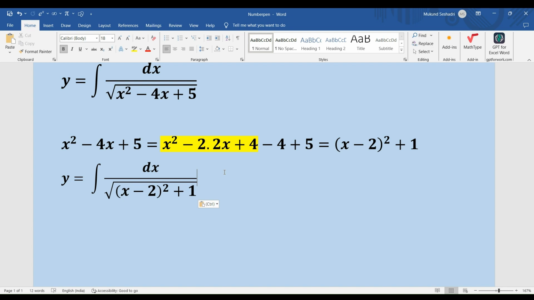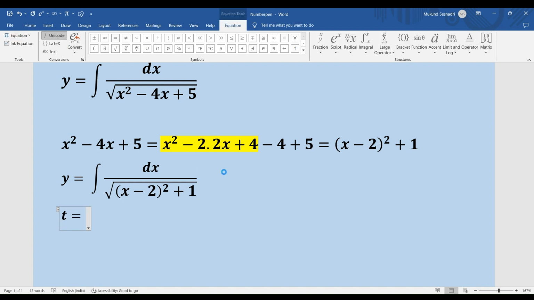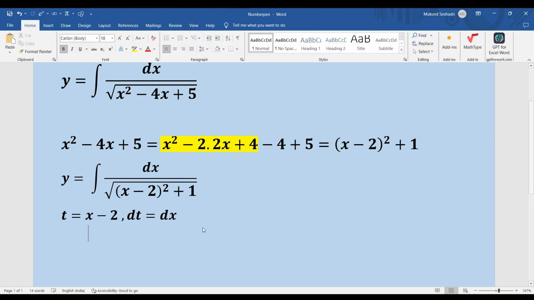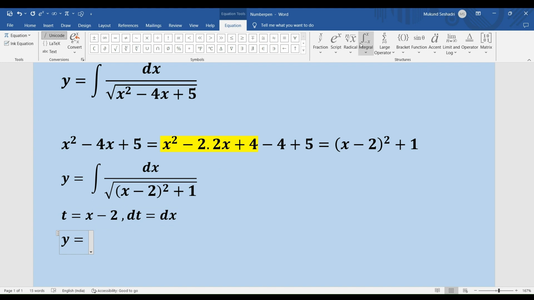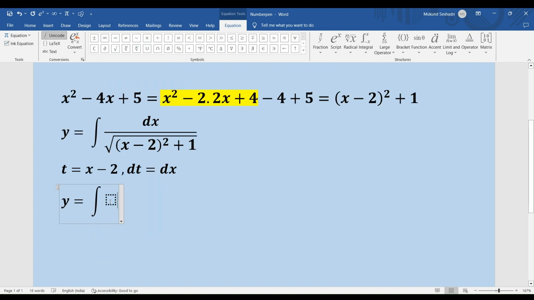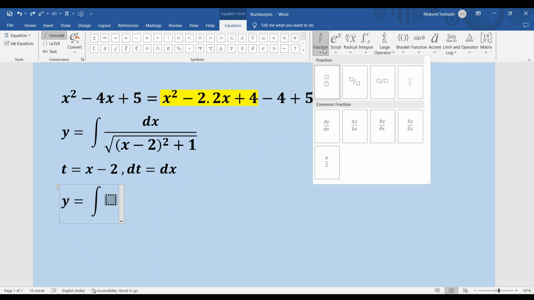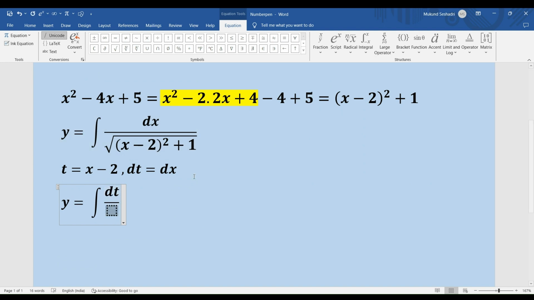Therefore, when we make the substitution t equals x minus 2, we will be able to arrive at integral of dt by square root of t square plus a square, where my a is equal to 1, right? So let's do that substitution. T becomes equal to x minus 2, which means my dt equals dx. I go back to my y, put back everything in the form of t, and let's see what we get before we move to the next step. So my y becomes integral of, my dx becomes dt, right? And my term inside the square root now becomes t square plus 1. And what is my 1?